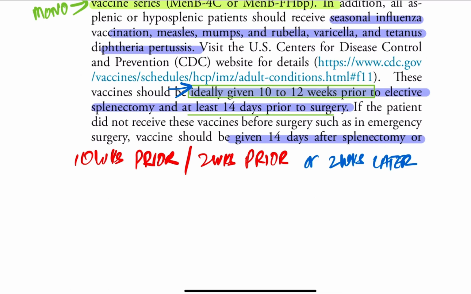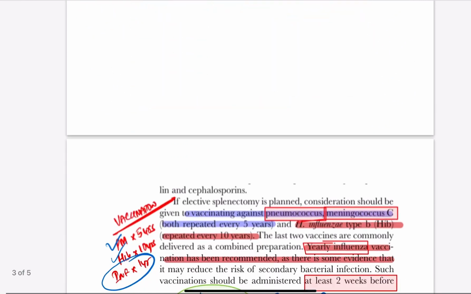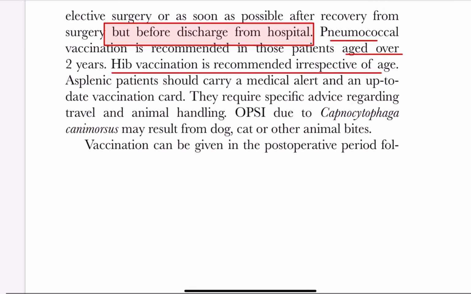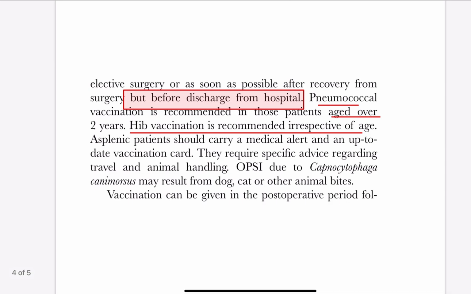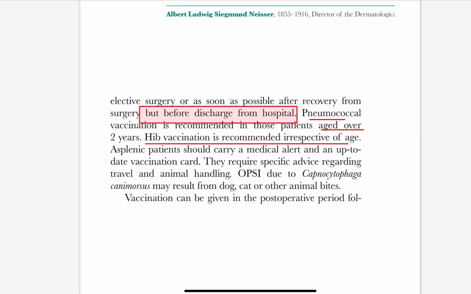So in the ideal scenario, it's always better to give these vaccines a minimum of 10 weeks before splenectomy, so that it elicits good antibody levels. The longer the duration between vaccination and splenectomy, the better the antibody levels. In a case of emergency splenectomy, you can't give it 2 weeks before splenectomy.